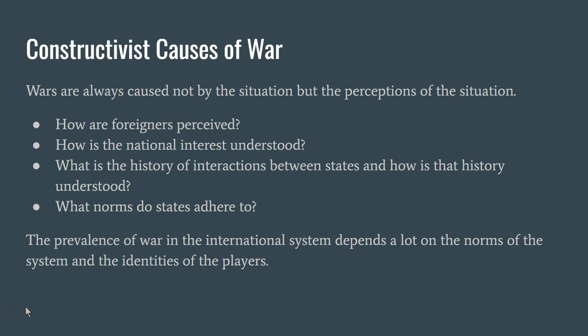So the prevalence of war for constructivists and the international system depends a lot on the norms of that system, right? How much is war accepted? What kinds of warfare are accepted? What kinds of interests are considered legitimate? What kinds of threats are considered threats? And how the identities of the different players play into or relate to the norms of the system.